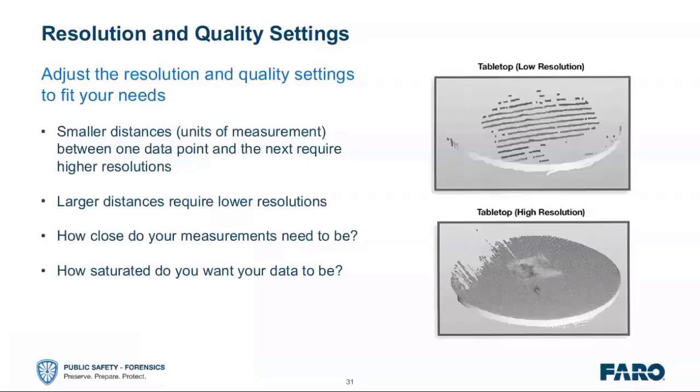These are the magical questions: what are my scanner settings supposed to be? I want to start out really simply by saying smaller distances or units of measurement between one data point and the next require higher resolutions. In other words, if you're using the laser scanner, the higher you push that number up, the higher the resolution is, the tighter those measurements or data points will be to one another. The lower the resolution, the more separation there is. More detail you'll get, correct. But the price you pay is time.